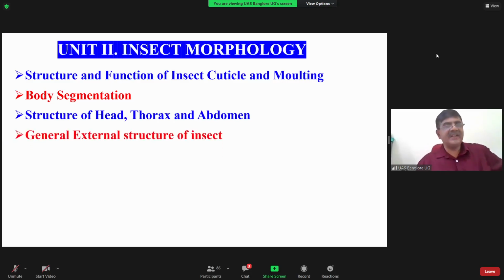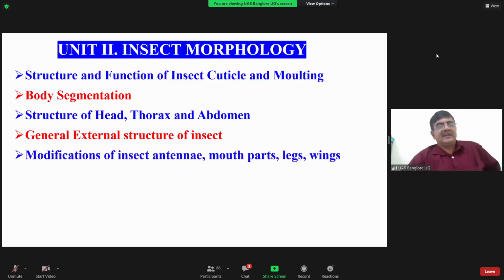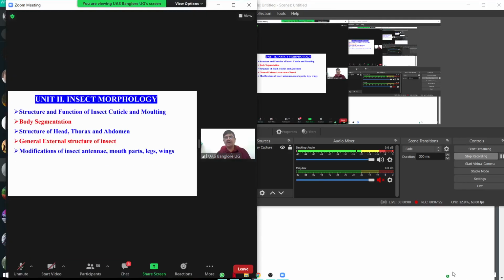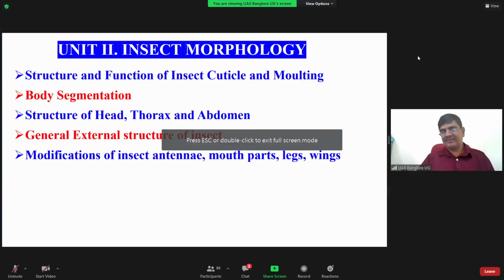And then we'll be studying the general external structures that are present on the insect body. So it may be antenna, or compound eyes, legs, or wings. So these are the general structures that are present on the insects. So this we'll be studying here. And next we'll be studying the modifications of insect antenna and the type of mouth parts, the type of insect legs and the wings.